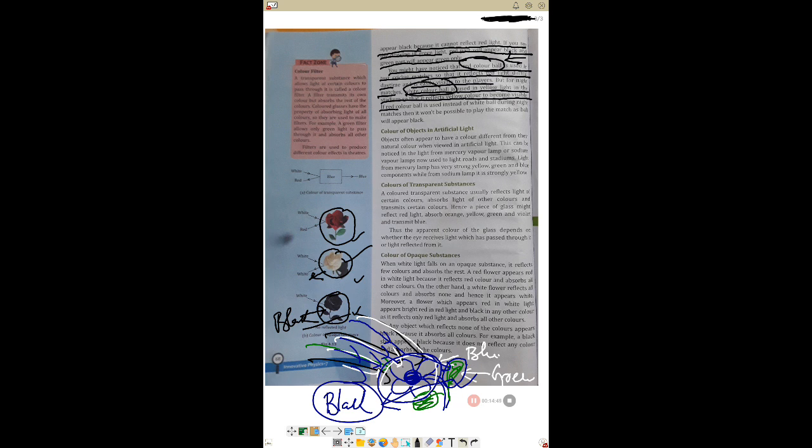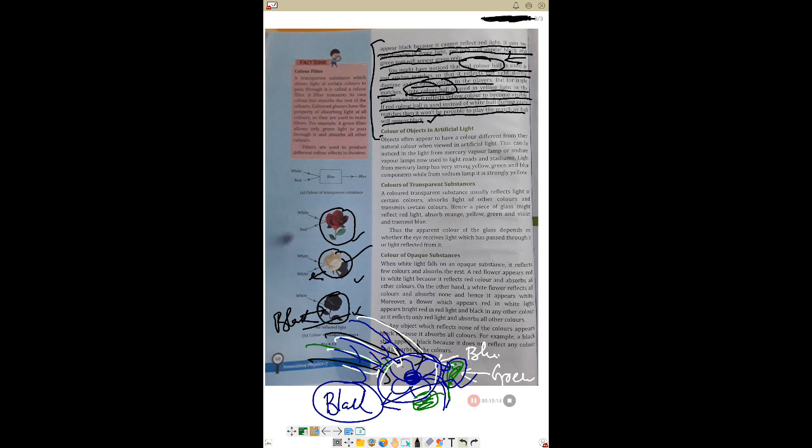Understand? So if a red color ball is used instead of a white ball during the night matches, then it won't be possible to play the match as the ball will appear black. And when it goes up, what happens in the night, the sky appears to be black and you will not be able to see the ball. Understand? So this is the logic behind using the red and white balls in cricket during the day and night.